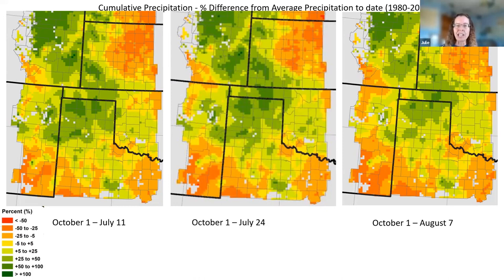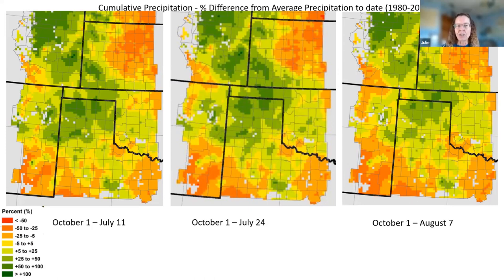The lighter orange indicates 5 to 25% less precipitation than the 1980 to 2022 average, while the darker orange represents 25 to 50% less precipitation. There has been some shape shifting of the orange hues in Kansas and Oklahoma, indicating those areas have picked up some rains.